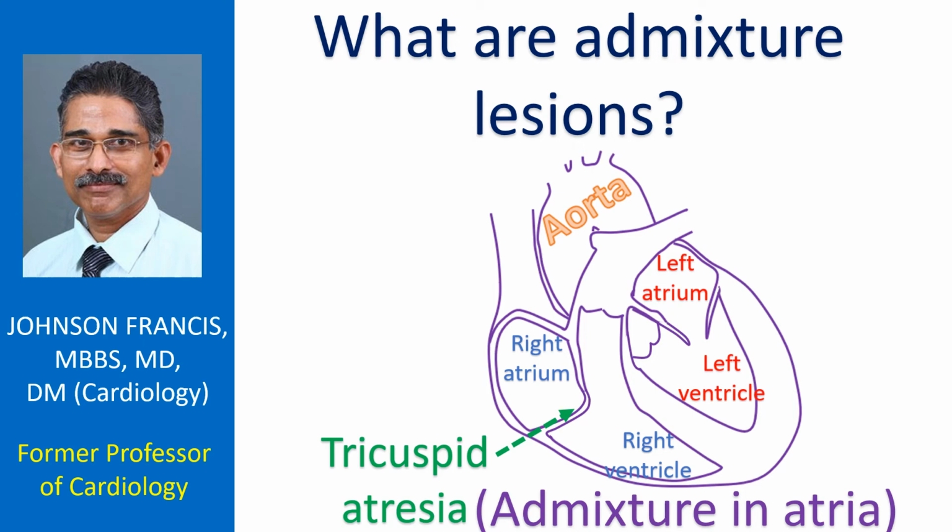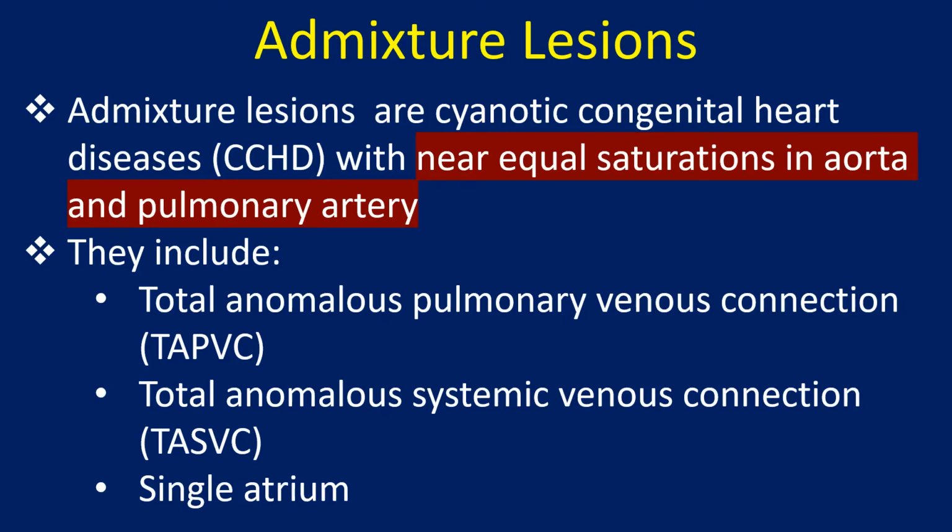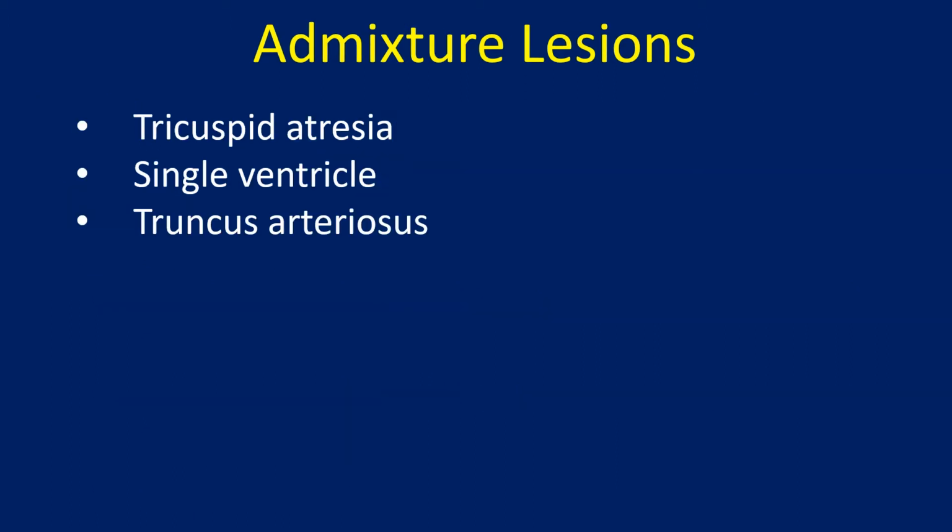Discussion on admixture lesions in cyanotic congenital heart disease. Admixture lesions are cyanotic congenital heart diseases with near equal saturations in the aorta and pulmonary artery. They include total anomalous pulmonary venous connection, total anomalous systemic venous connection, single atrium, tricuspid atresia, single ventricle, truncus arteriosus.